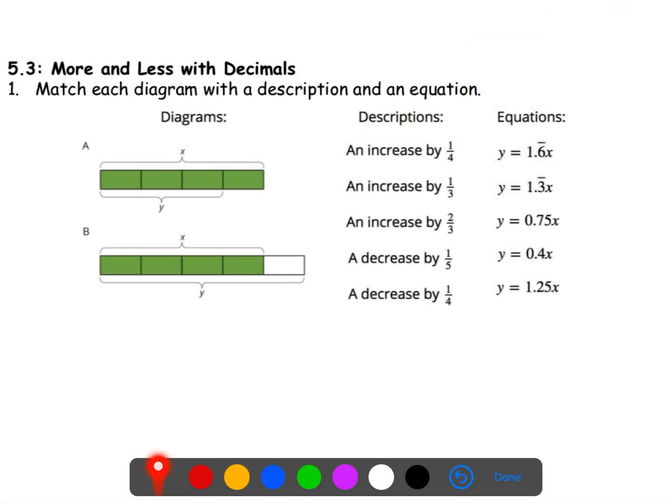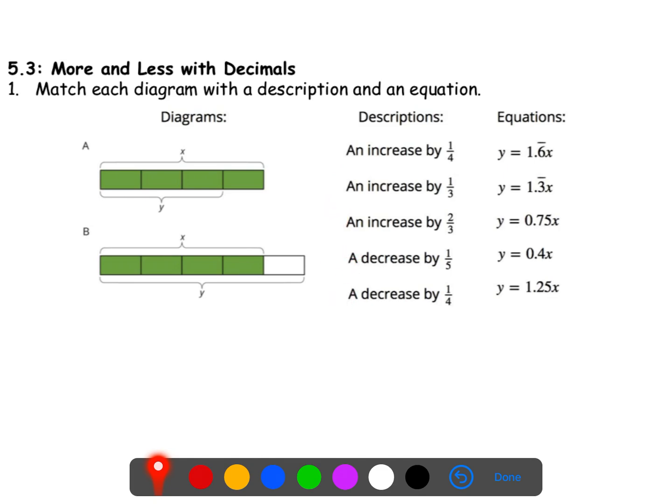For the next activity, we've got some more diagrams like we just talked about. We are matching the diagrams with a description, which you can see here in this column, and an equation here in this column. So let's look at the first diagram, diagram A. Now, the trick with today's lesson is we're not always going to be starting with the x value. If we look at the descriptions here, some are increasing and some are decreasing.